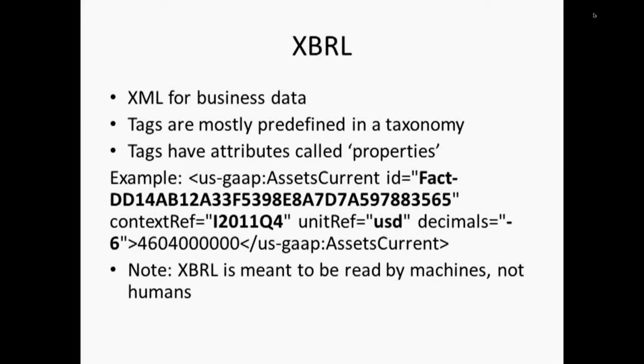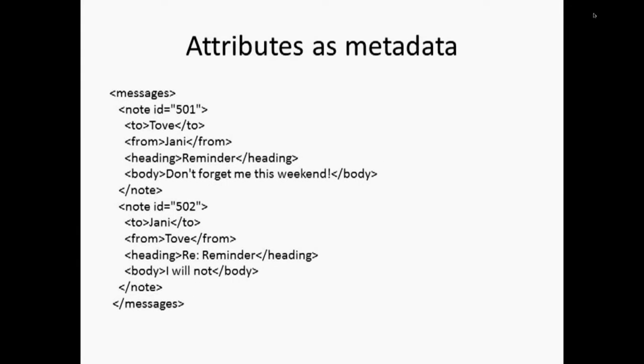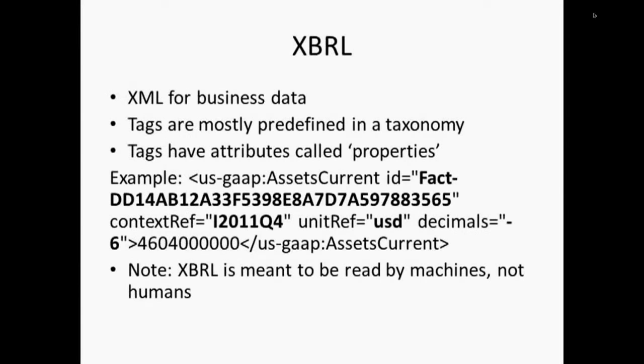So XBRL is XML for business data. Almost, tags are mostly predefined in the taxonomy we're talking about. So there's different taxonomies, use XBRL taxonomy, and tags have attributes that they call properties, like this attribute right here, ID equals 501. That's an attribute for that tag. So XBRL tags have attributes.